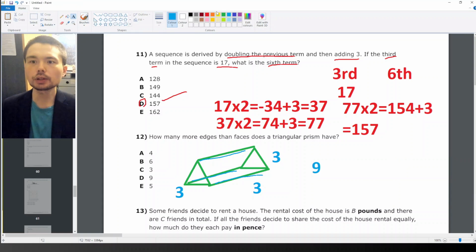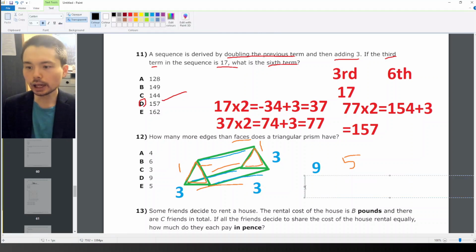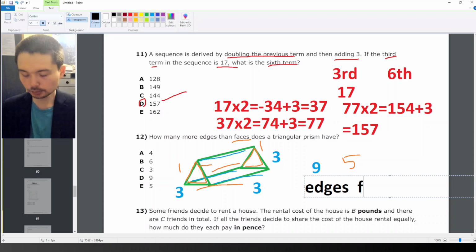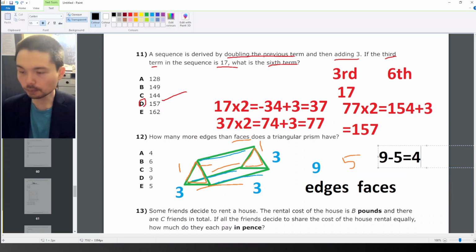Now if we look at the faces, let's just count together how many faces. We got a triangle at the front, 1, a triangle at the back, another 1, and then how many rectangles are there? 1, 2, and then 3. So really 1 plus 1 plus 3, we got 5 faces. Let's just write that a bit clearer. We've got 9 edges and then 5 faces. So then is 9 minus 5, so it is equal to 4.